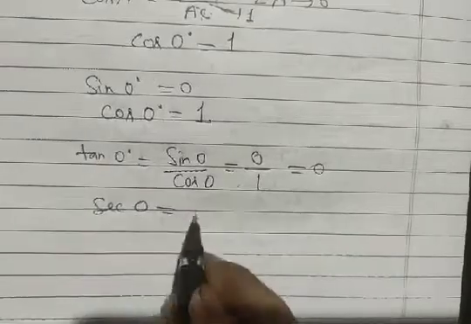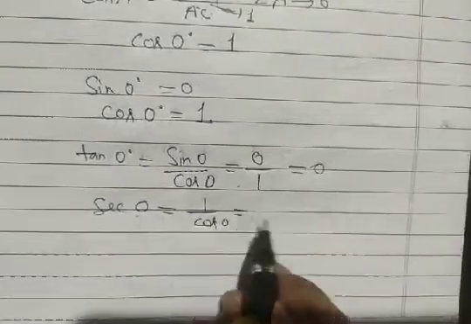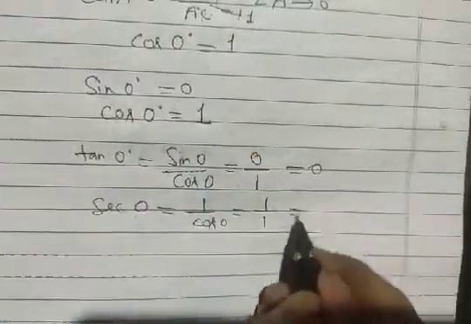We also get the tangent value of 0 is 0 there. Now, what is sec 0? Sec 0 is the reciprocal of cos 0, so sec 0 is 1 by cos 0. The value of cos 0 is 1. 1 by 1 is 1. The value of sec 0 is 1.